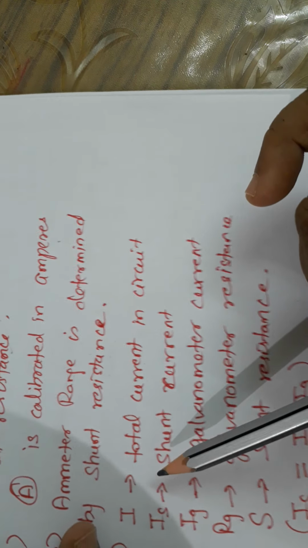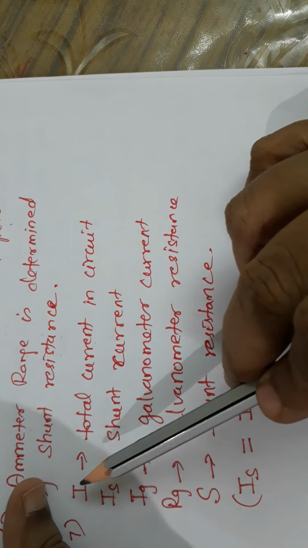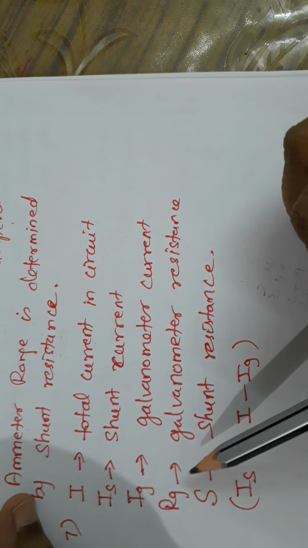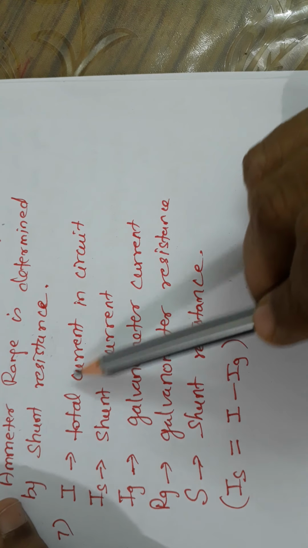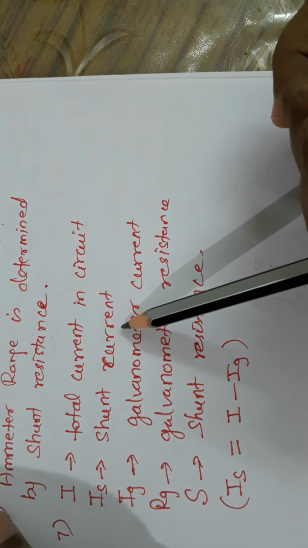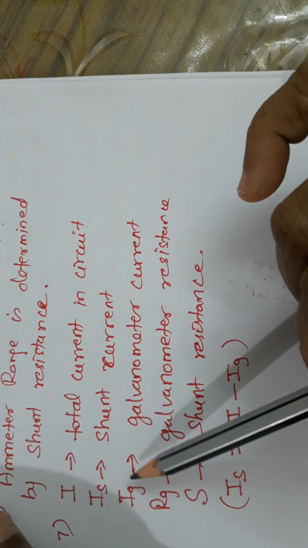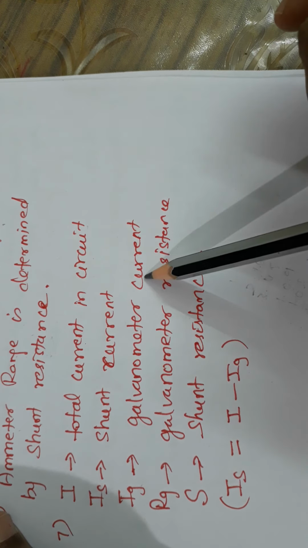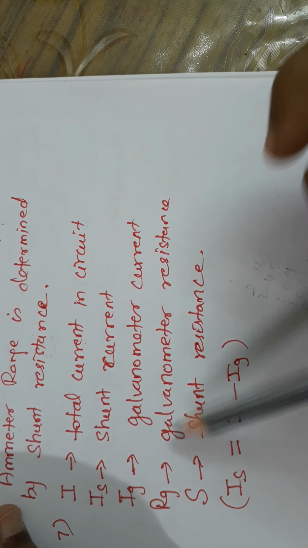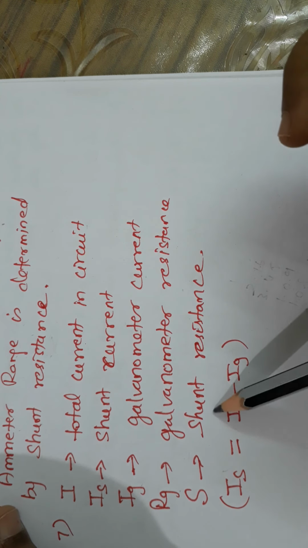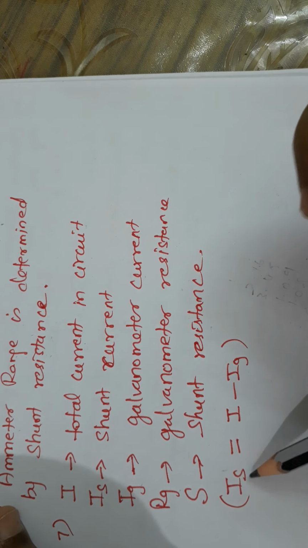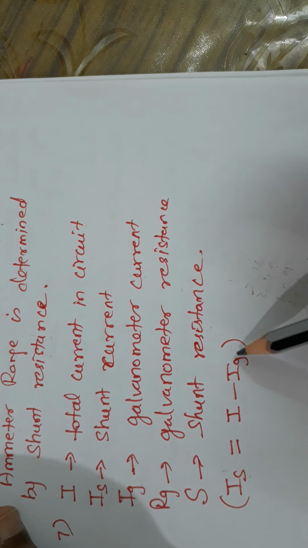Now we should be familiar with what each letter represents. I is the total current in the circuit. IS is the shunt current. IG is the galvanometer current, and RG is the galvanometer resistance. S is the shunt resistance. Already you know that IS is equal to I minus IG, from Kirchhoff's first law.